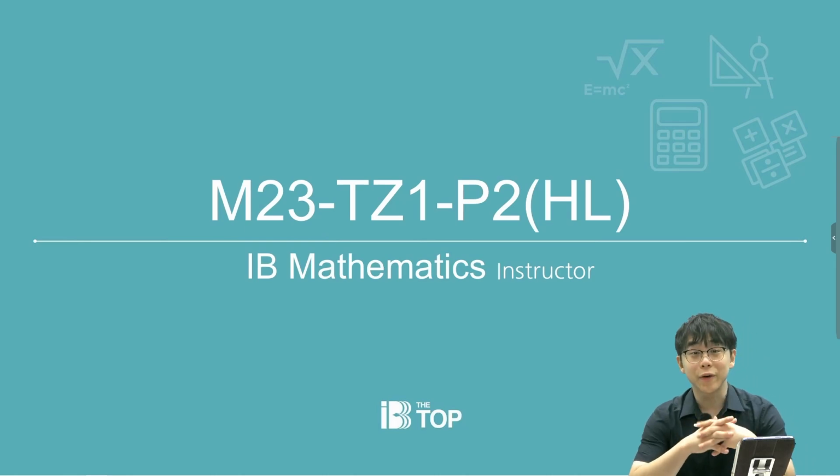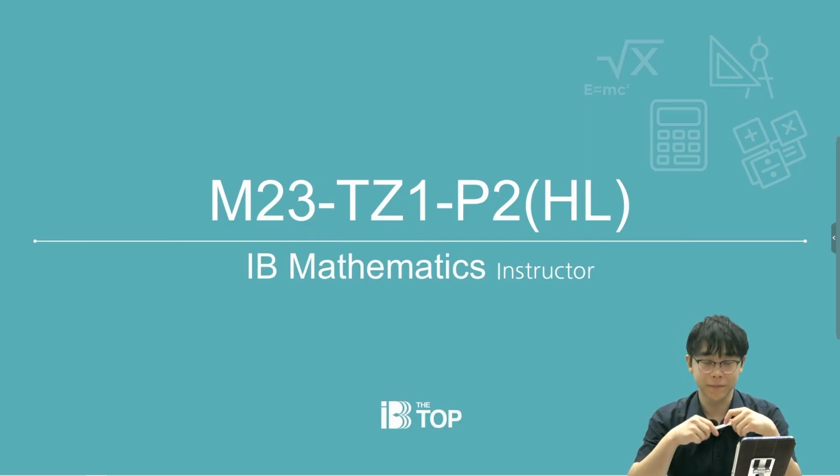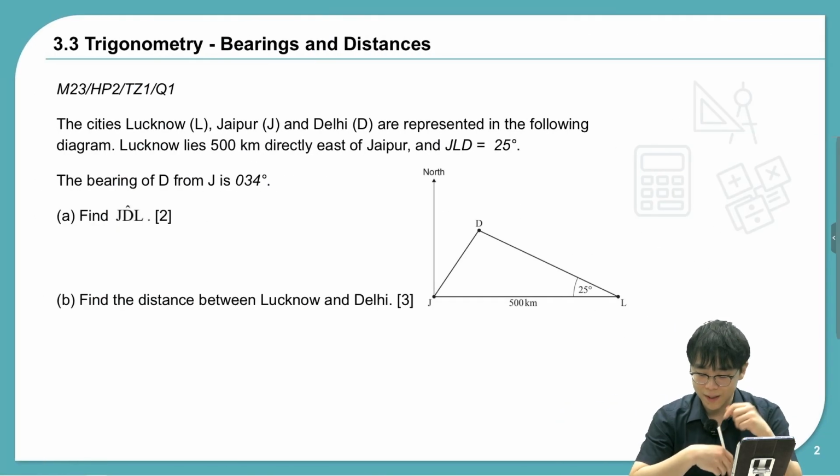Alright, so in this video we're going to be doing the May 23 paper 2s for analysis and approaches. This is Timezone 1, higher level. So this is going to be a calculator paper, so have your graphing display calculators ready. So let's begin with number 1.